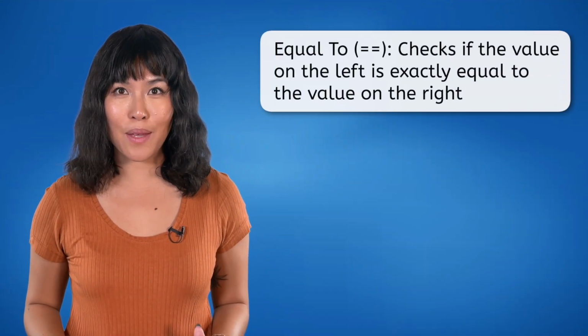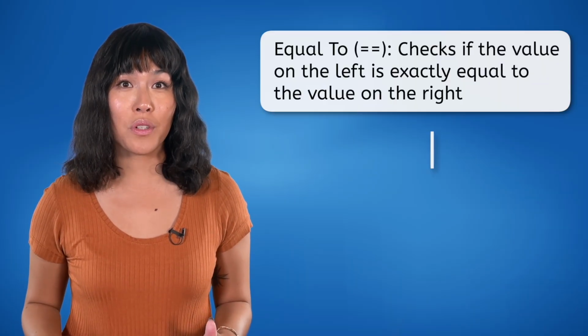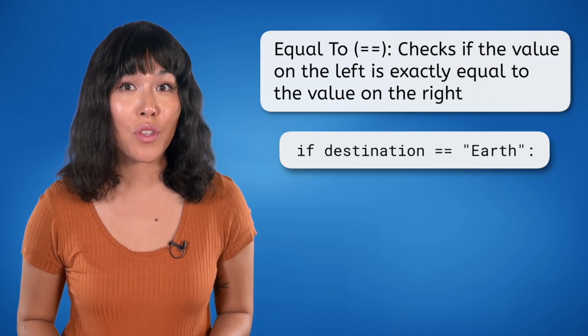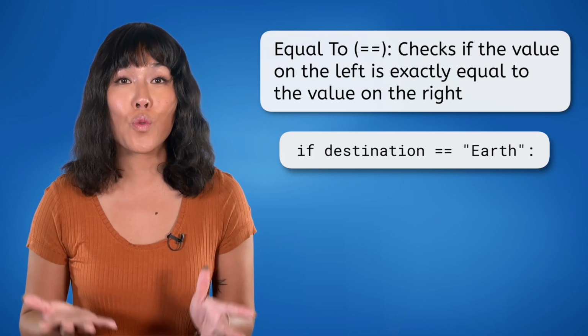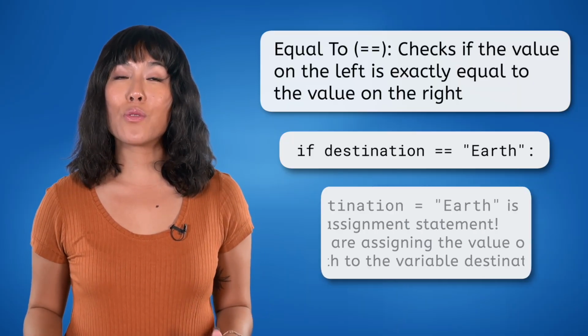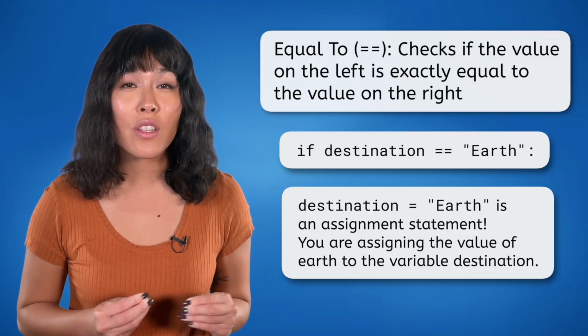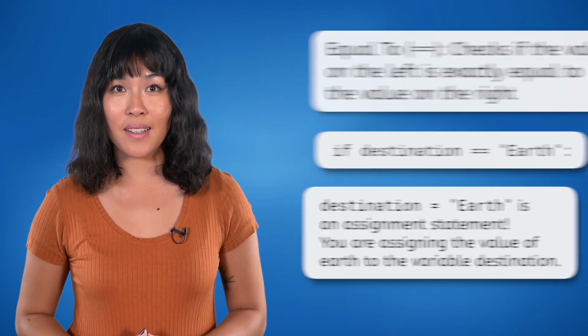If we want to check if two values are exactly the same, we use equals equals, which is read as equal to. For example, if we wanted to see if our current destination was Earth, we could check this by asking if destination is equal to Earth. Remember to use two equal signs for comparison, because using a single equal sign is for assigning values to variables.